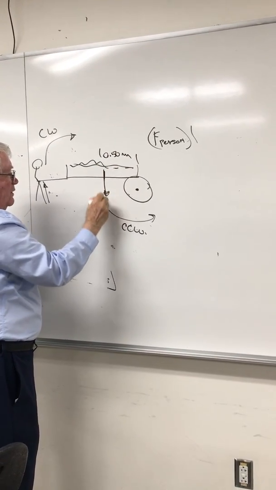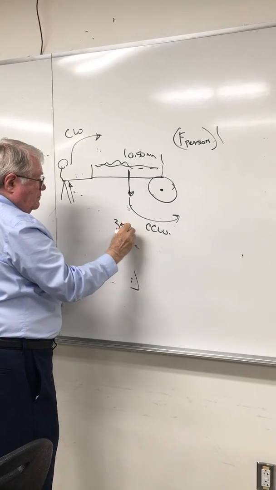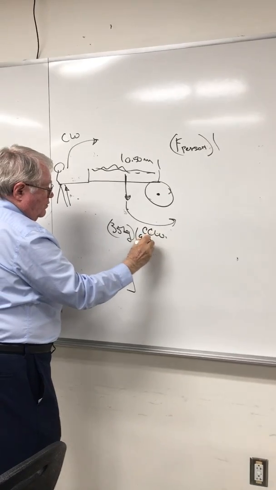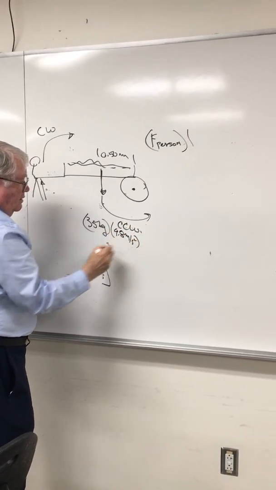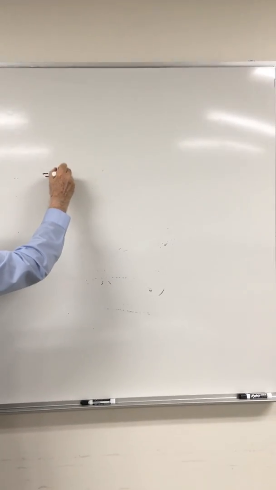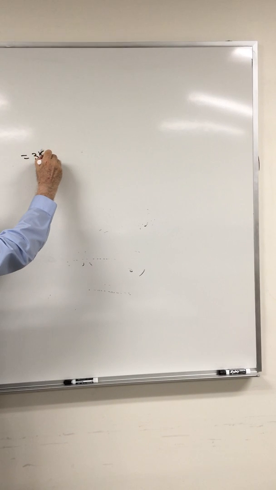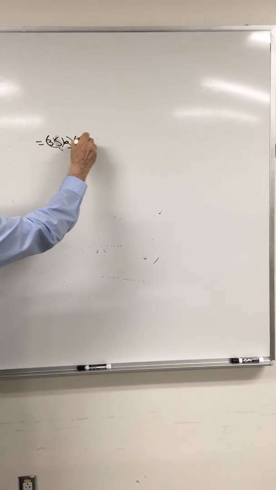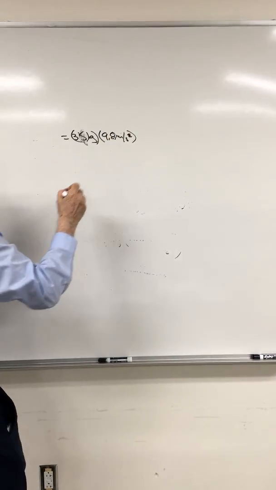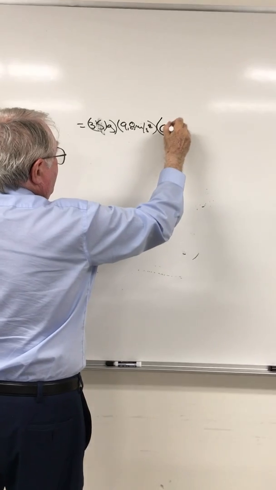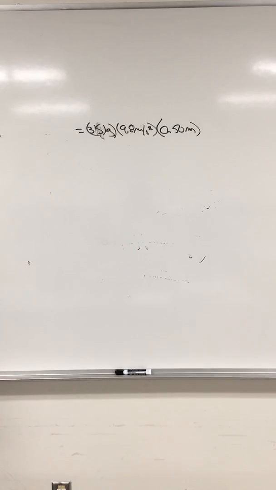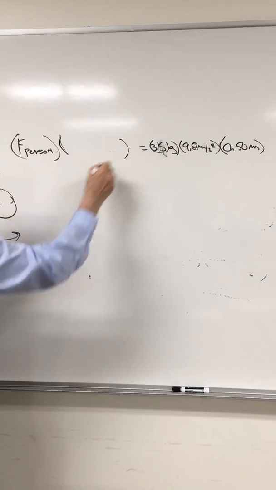And this force downward would be 35 kilograms, the total, the dirt and everything else, times 9.8 meters per second squared. So the torque here would be 35 times 9.8 times the distance, which is 0.5 meters. On the other side, you have the person, and we have to know what this distance is.